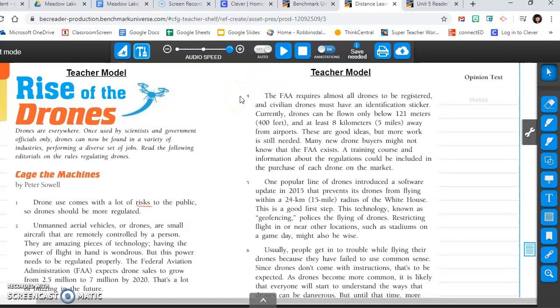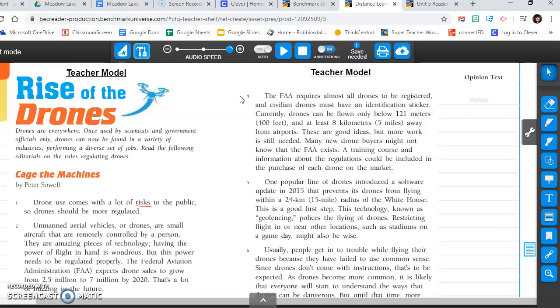It says, the FAA requires almost all drones to be registered, and civilian drones must have an identification sticker. Currently, drones can be flown only below 121 meters, 400 feet, and at least 8 kilometers, 5 miles, away from airports. Okay, I'm thinking they want the drones to be away from airports so they don't crash into other aircrafts or airplanes. These are good ideas, but more work is still needed.